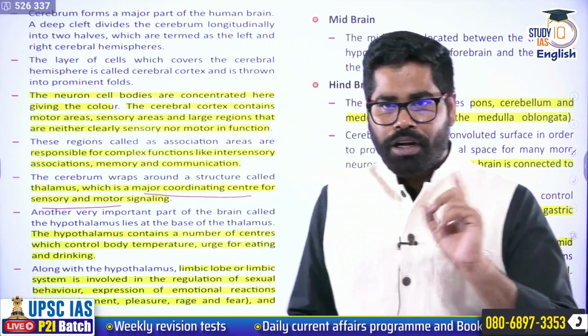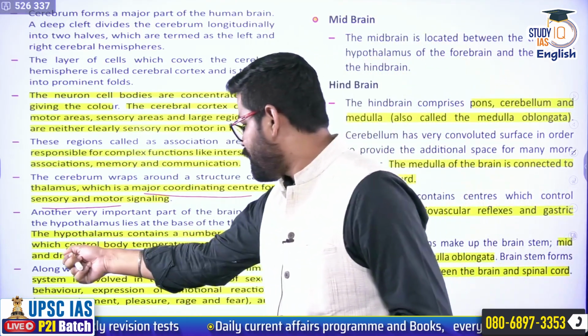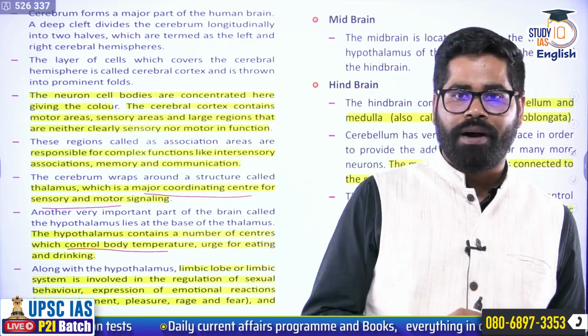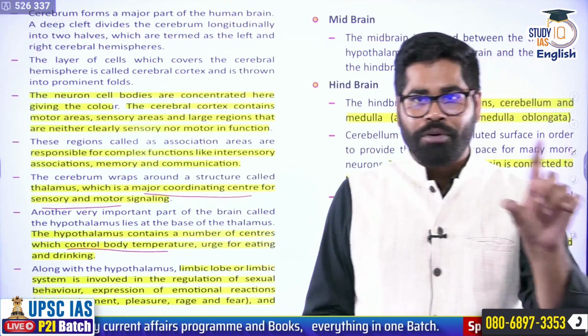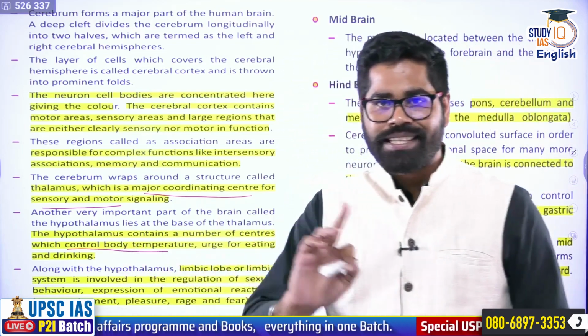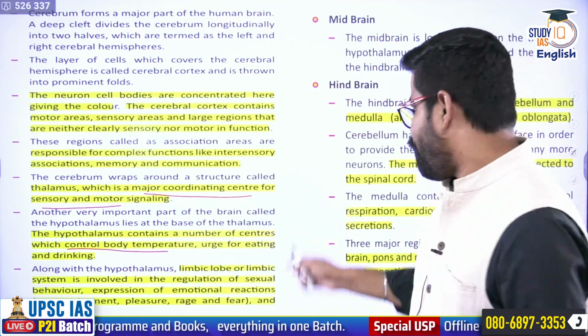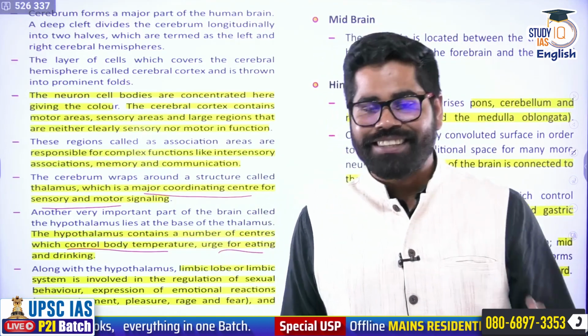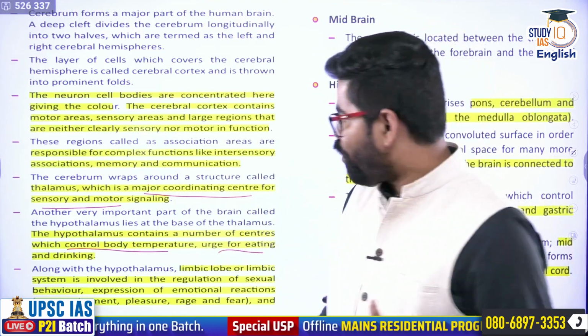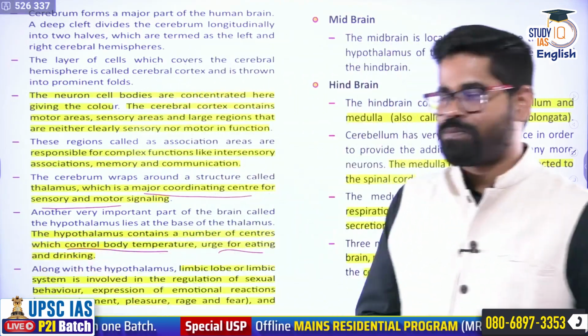Then if we talk about the hypothalamus, now see, this is a very important part. It is controlling the body temperature. Thermoregulation is part of the hypothalamus. It is also responsible for the urge of eating, the hunger and the thirst. That is also part of the hypothalamus process.